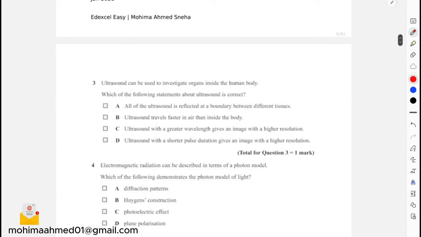Ultrasound can be used to investigate organs inside the human body. Which of the following statements about ultrasound is correct? All of the ultrasound is reflected at a boundary between different tissues. Ultrasound travels faster in air than inside the body.